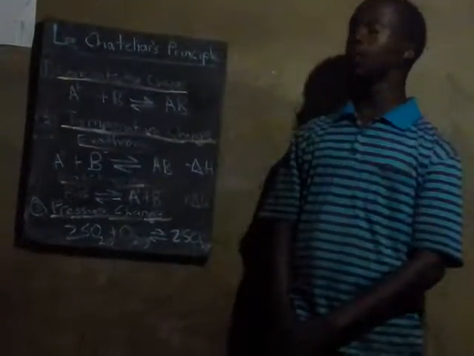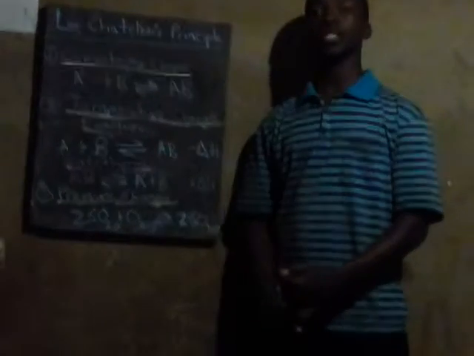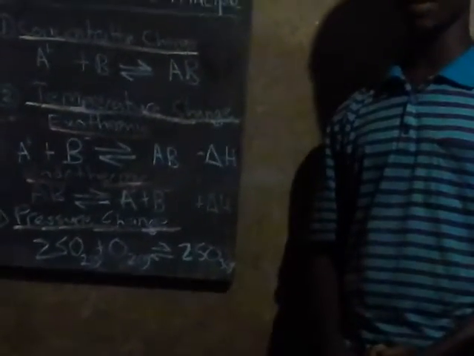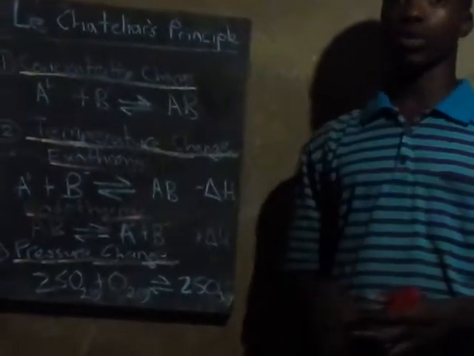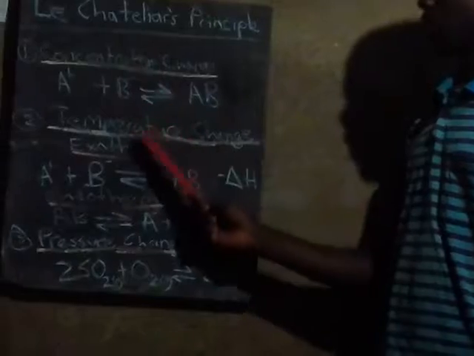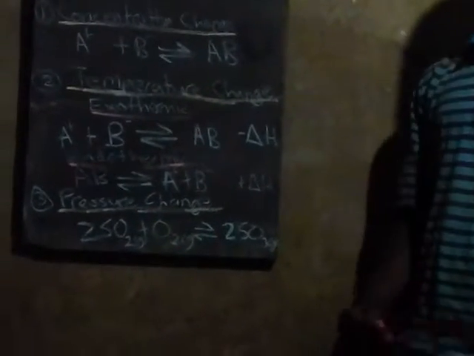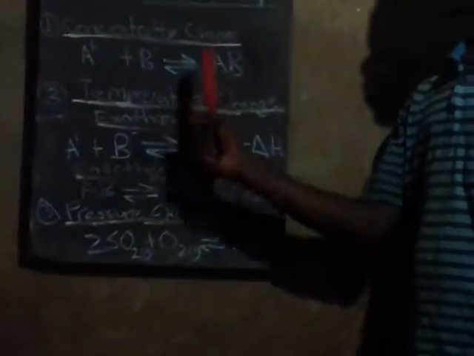Hi guys, okay, we'll be looking at Le Chatelier's principle. Le Chatelier's principle states that when a system in equilibrium is disturbed, the composition of the equilibrium shifts so as to remove the disturbance. So we're going to look at three factors which affect the equilibrium of a system. Okay, the first is concentration.